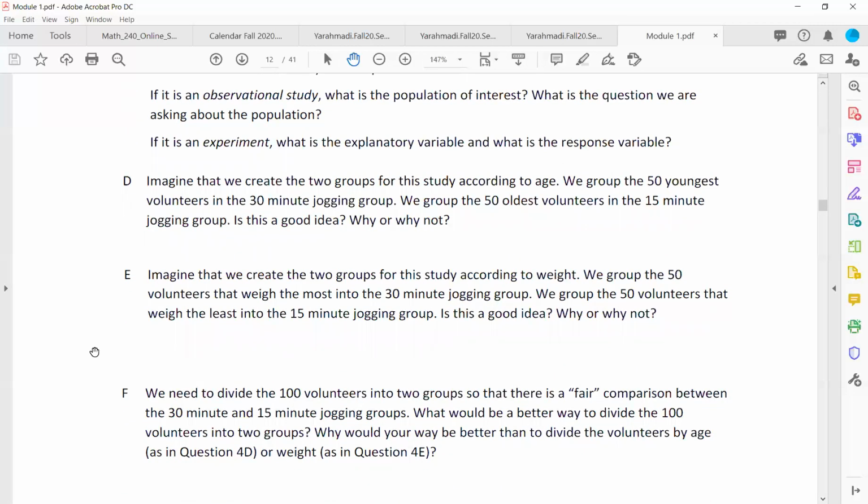And F, we need to divide the 100 volunteers into 2 groups so that there is a fair comparison between the 30 minutes and 15 minutes jogging groups. What would be a better way to divide the 100 volunteers into 2 groups? Why would your way be better than to divide the volunteers by age or weight?